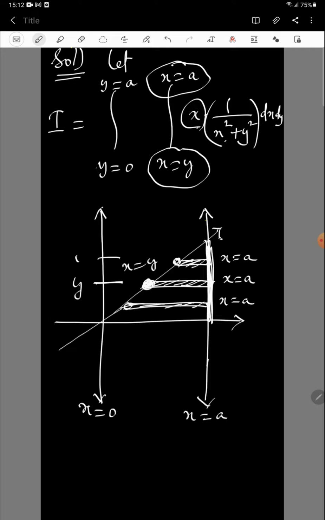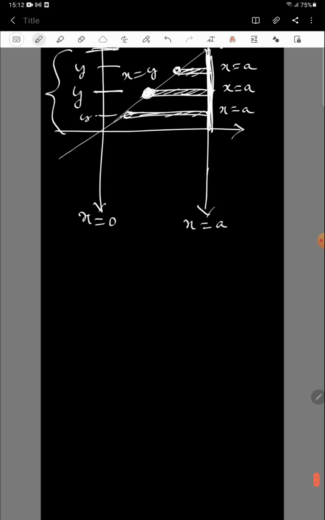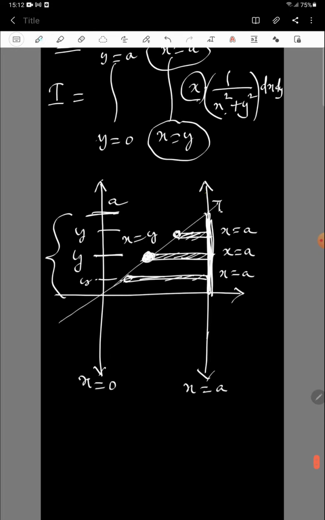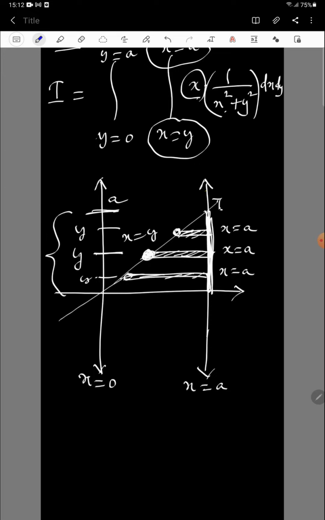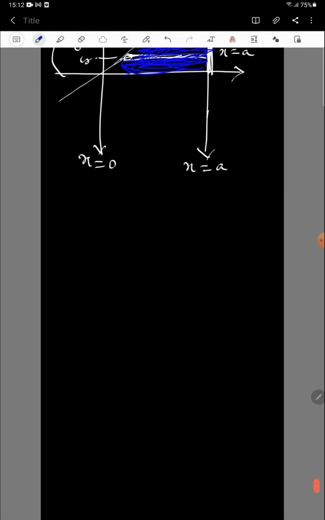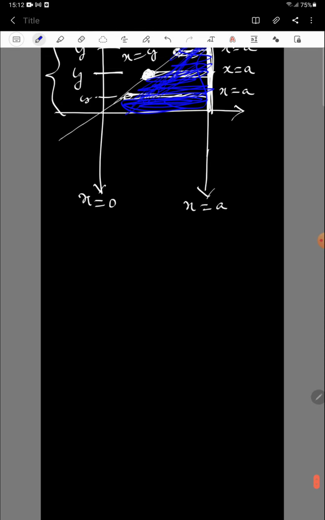For this point there is some y here, so y will end up at what point? So these are the limits of y, that is nothing but a here. So this same region, now first of all I will show you what is the region of integration. So this blue shaded region is the region of integration. Now with that same region of integration we will go for new limits now.